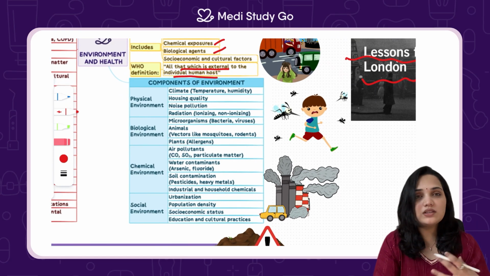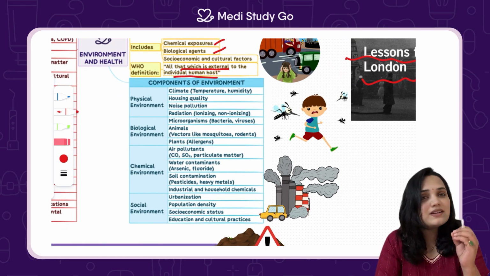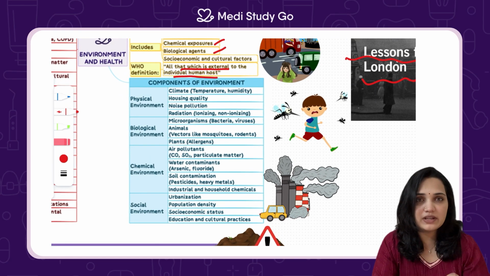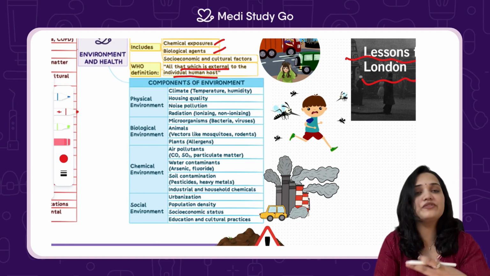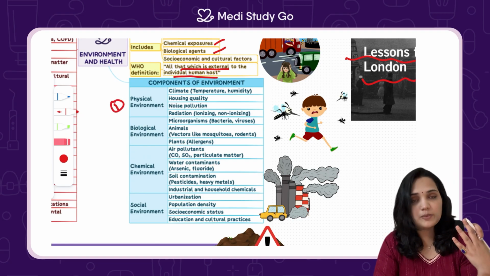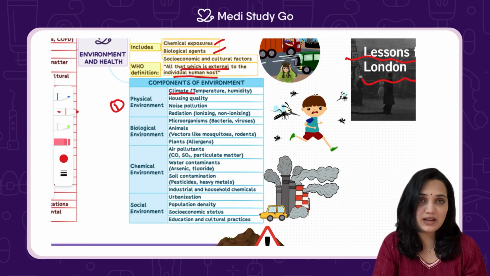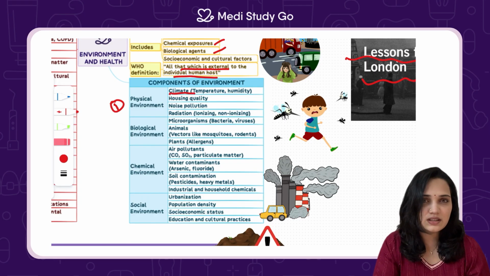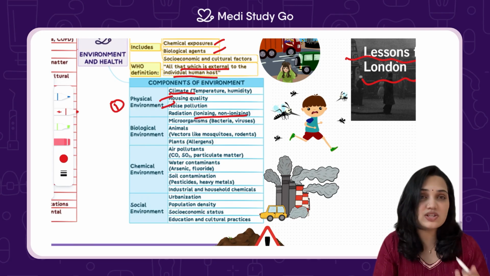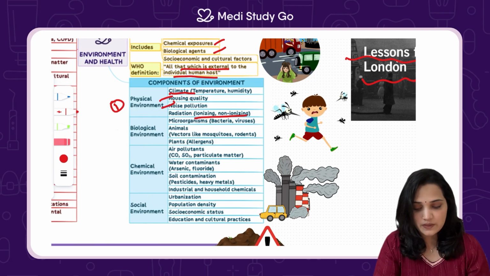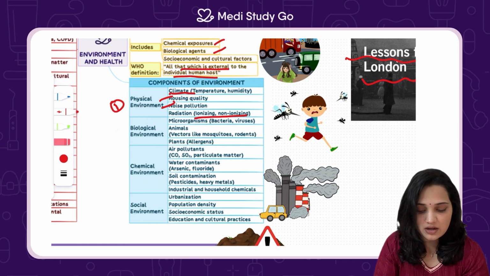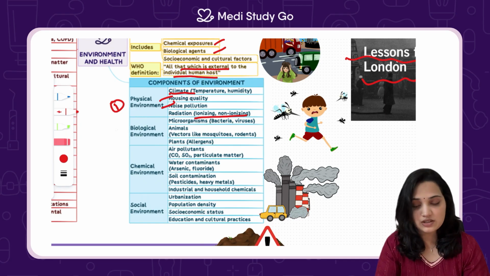Now, what are the components of an environment? To understand environment better, we try and divide it into different components. Firstly, the physical component. This will include our climate, which is our temperature and humidity, then the housing quality, the conditions in which the housing takes place, then noise pollution, and then radiation. This includes our ionizing and non-ionizing radiations.